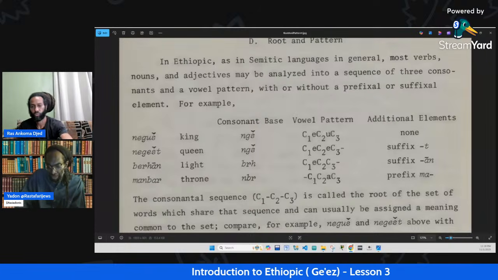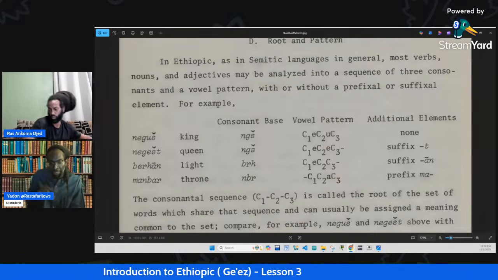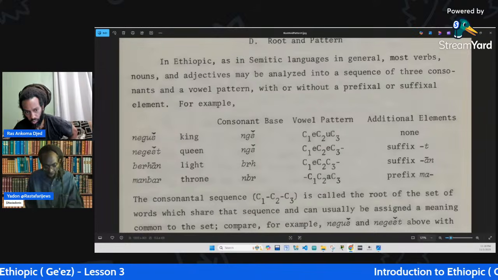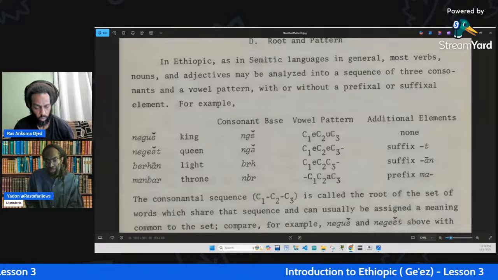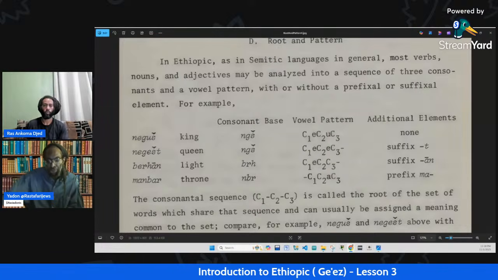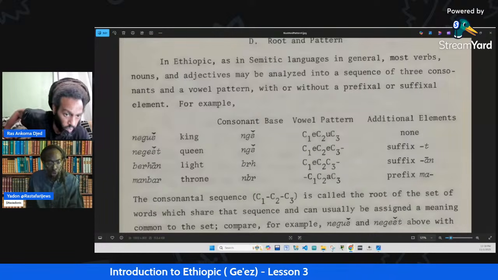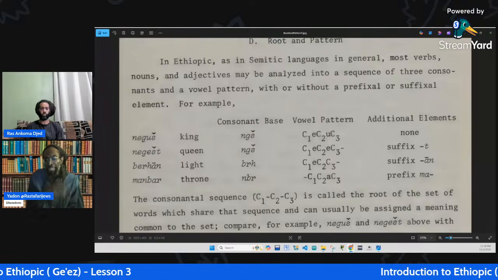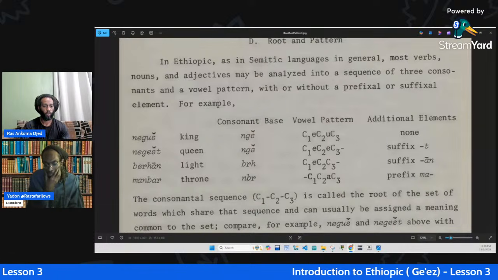So basically right here, the last part at the bottom, the consonantal sequence. This is the main thing I want everyone to take away: the tri-consonantal root. You've got to know the roots. Maybe put that in the title.